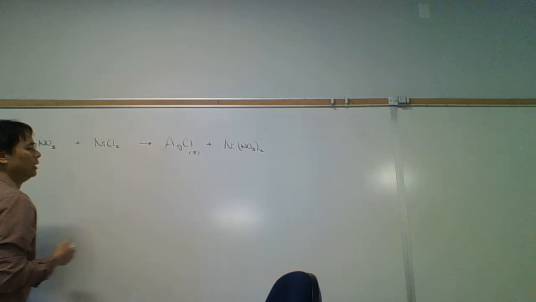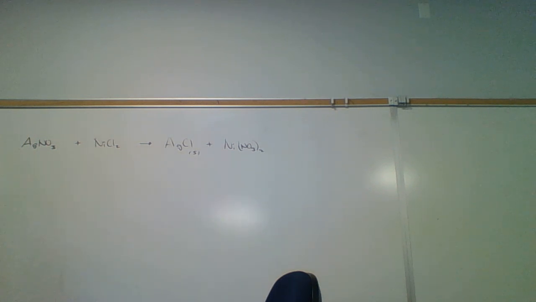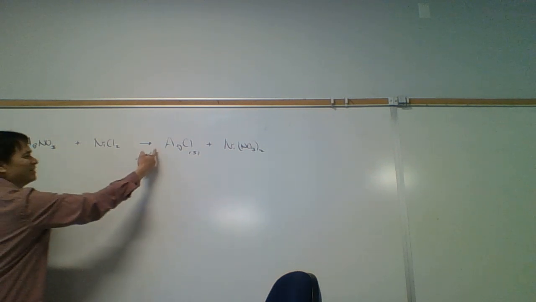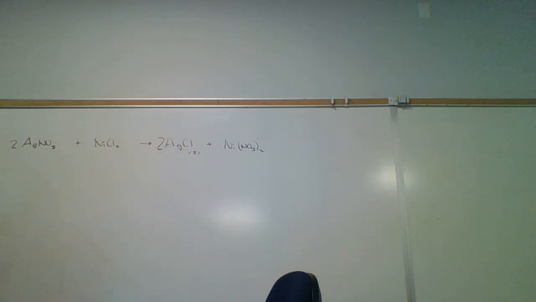You see here, this is not balanced, so we need to balance it. So we have one silver, one nitrate. We got 2 nitrates over there, so we'll need 2 silver nitrates here. That's going to give us 2 silver chlorides here. And that looks balanced here.